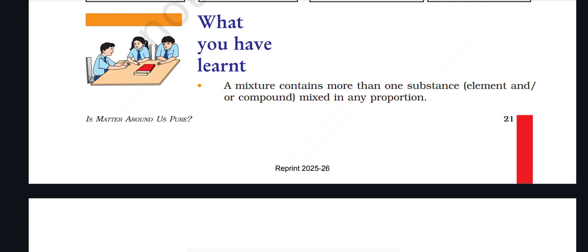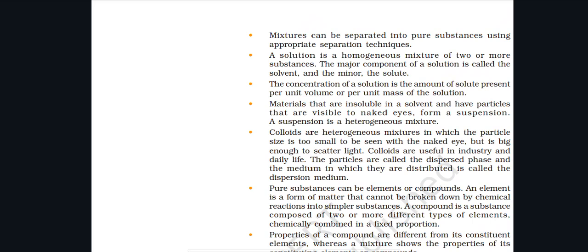A mixture contains more than one substance mixed in any proportion. Mixtures can be separated into pure substances using appropriate separation techniques. A solution is a homogeneous mixture of two or more substances. The major component of a solution is called the solvent and the minor component the solute. The concentration of a solution is the amount of solute present per unit volume or per unit mass of the solution. Materials that do not dissolve in a solvent and have particles that are visible to the naked eye form a suspension.